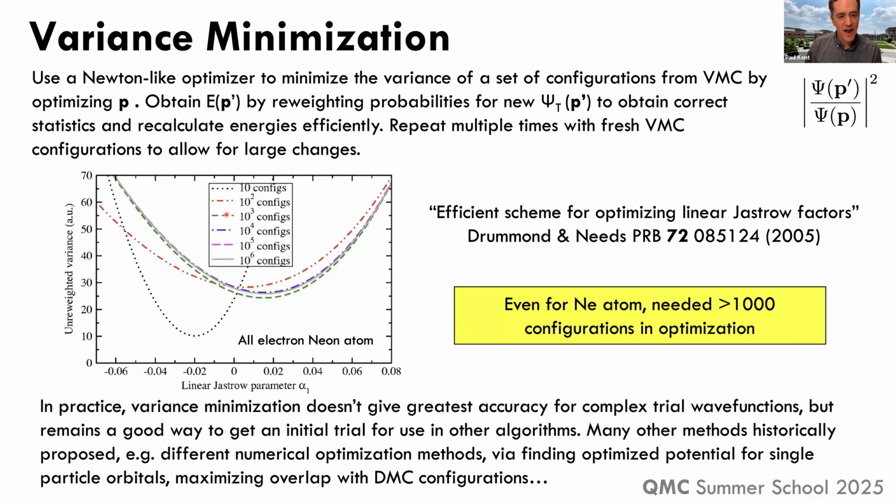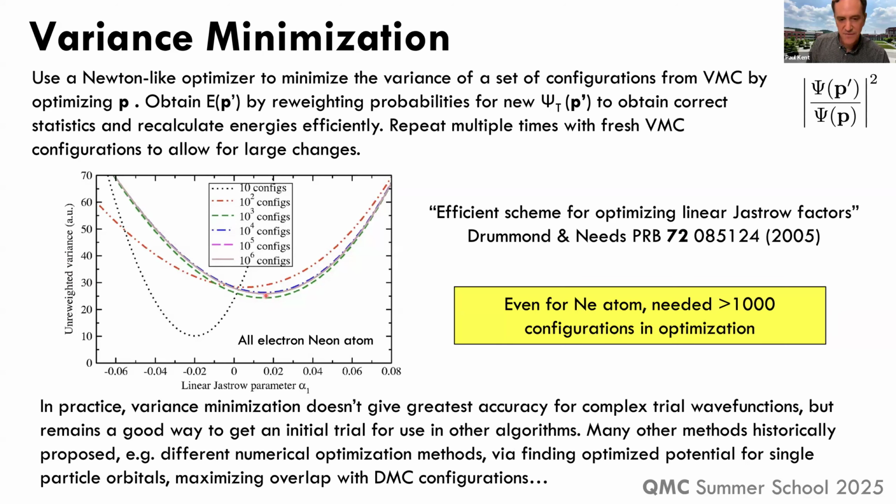But maybe by 1,000 configurations, that's the green line, we're starting to get close to the shape seen if we have a very large number of configurations. The point I'm trying to make is that even for this neon atom system, thousands of configurations were needed in the optimization. Fortunately for neon, there are not too many electrons, so this is very affordable. One other thing to note is that even with the optimum value, the variance is not 0. It's, was it 25 or 30 or so on this scale.